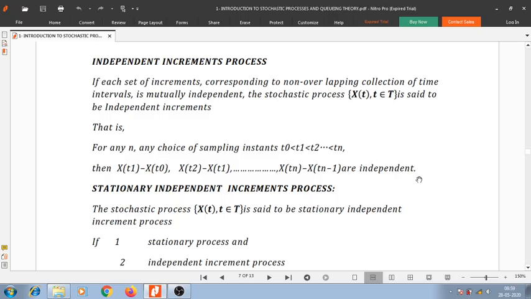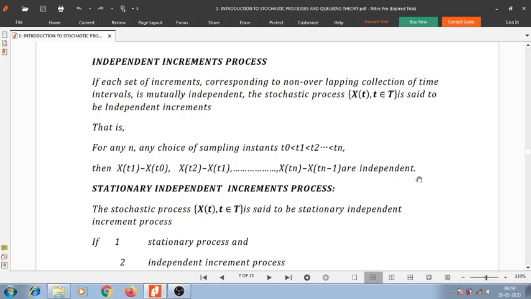Suppose there is an ATM counter. In that counter, at 9 a.m., that is T0, no customer entered. After 1 hour, meaning 10 a.m., that is T1, the occurrence of customer arrivals between this time interval, say, is 5 members. So, X(T1) minus X(T0) is equal to 5.